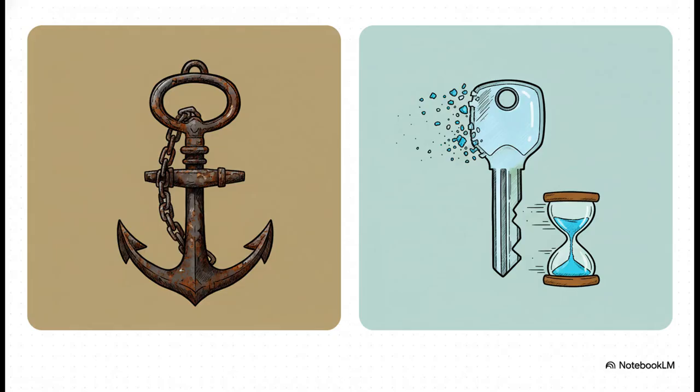And this slide really lays it all out. On the left, you've got the old way, the long-term access key. It's static, it's high risk, and you have to remember to rotate it manually. On the right, you have the new way, temporary credentials. These are dynamic, they're incredibly short-lived, we're talking minutes or hours, and the system rotates them for you automatically. The security benefit is just massive.